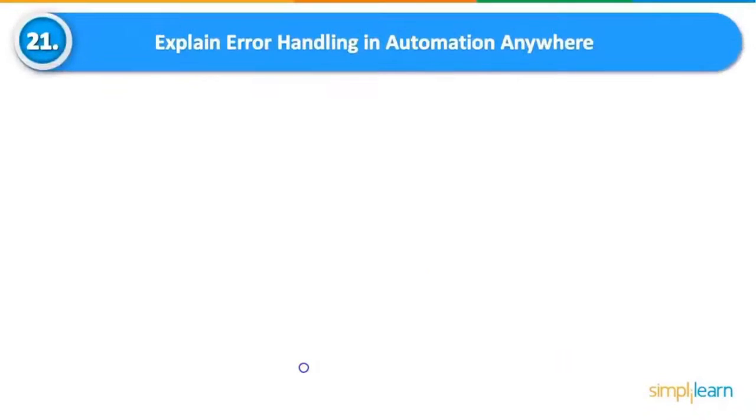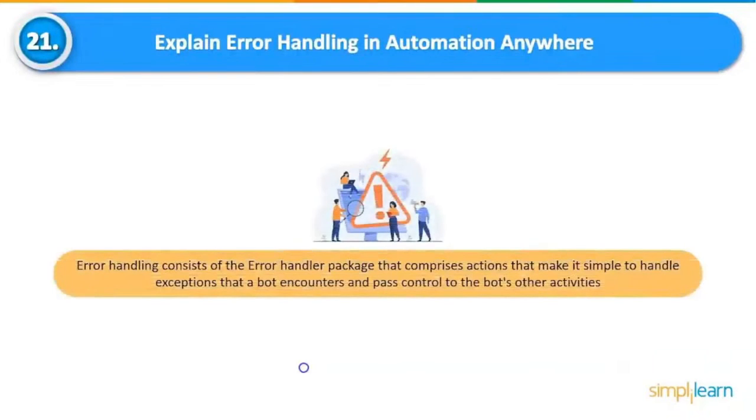Explain error handling in Automation Anywhere. Error handling in Automation Anywhere consists of the error handler package that comprises actions that make it simple to handle exceptions that a bot encounters and pass control to the bot's other activities. You can use the error handler actions to separate the actions that you can't use to complete a task from the actions used to handle an exception. When a bot meets an error, handling exceptions ensures that the work is complete.